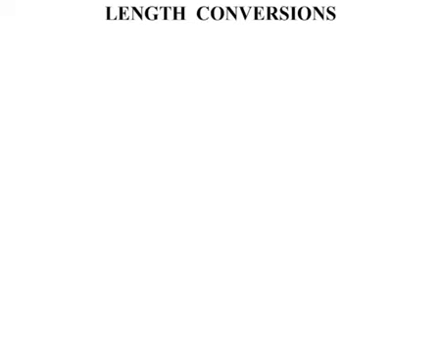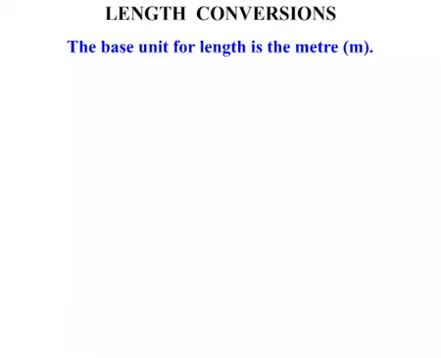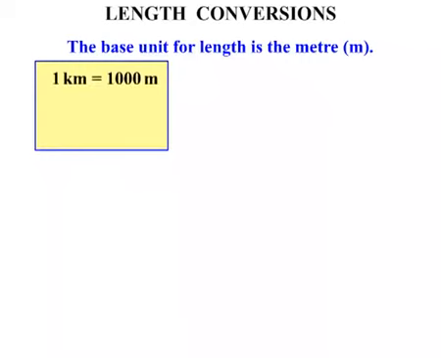In this lesson we do some work on length conversions. Now the base unit for length is the metre. Now we've seen these before, but let's go over them. 1 kilometre equals 1,000 metres. 1 metre equals 100 centimetres. And 1 centimetre equals 10 millimetres.